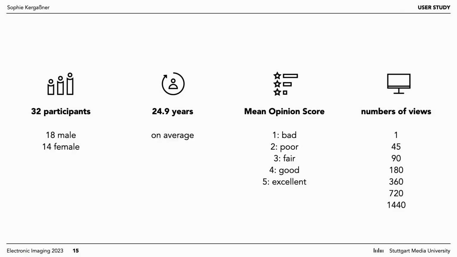The stimuli were evaluated by a study amongst 32 participants, of which 18 were male and 14 were female, and the average age was 24.9 years. It was a quantitative survey to measure a mean opinion score that ranges from 1 bad to 5 excellent, so it was a subjective rating. We determined the mean opinion score for 7 different numbers of views. The first one only had 1, so it's basically a normal display, and the other ones were 6 simulated LFDs with 45 views, 90, 180, 360, 720, and the highest one had 1,440 views.